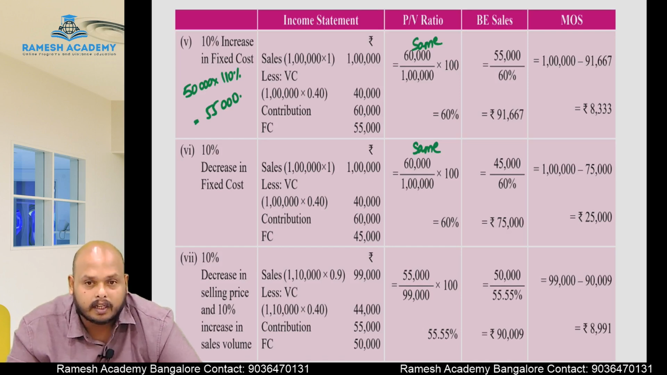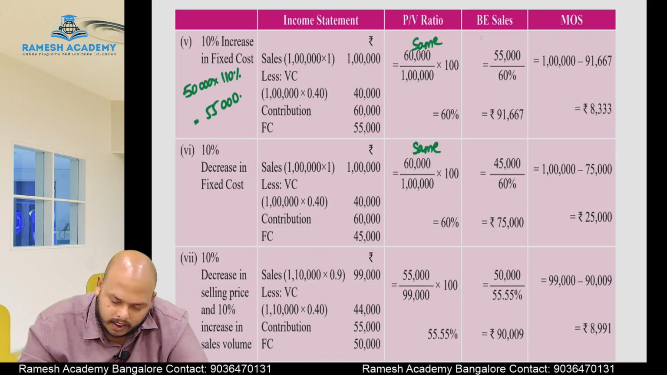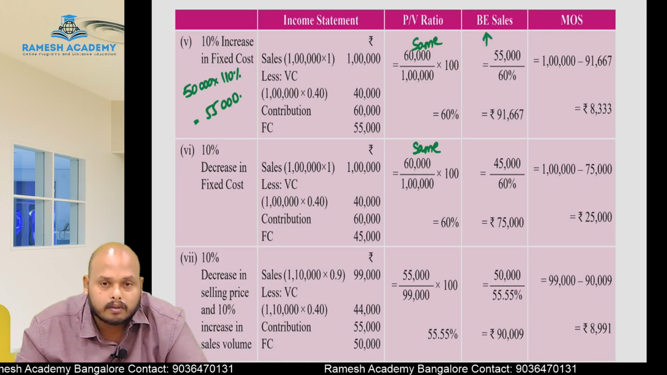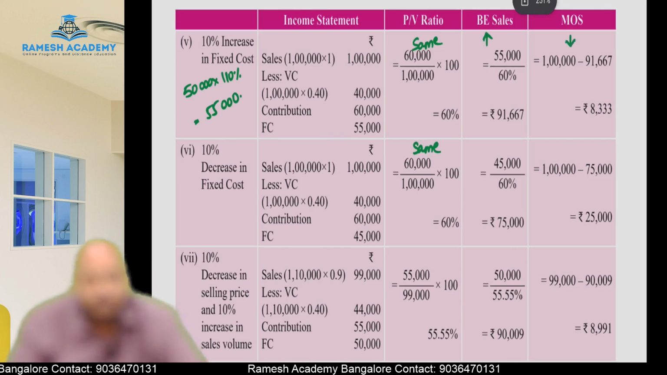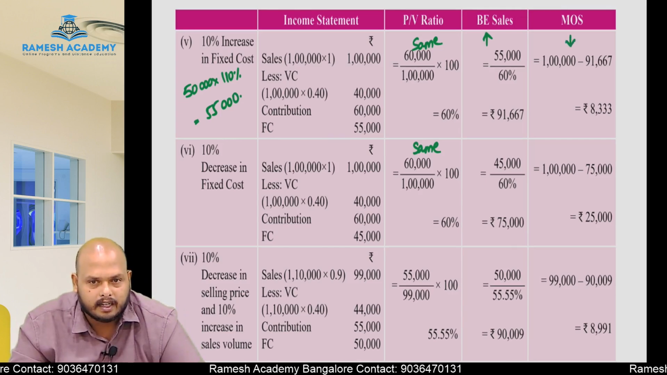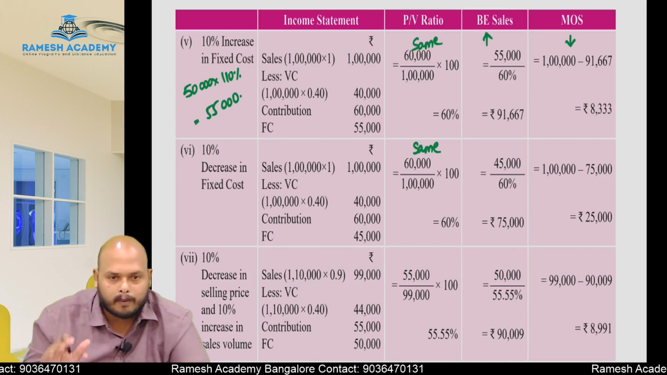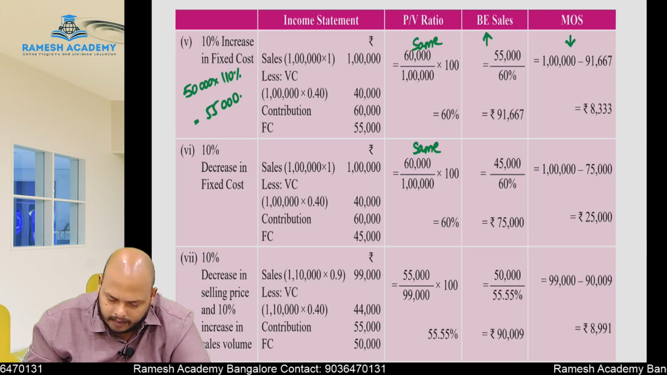55,000 by 60%, 91,000. Means when the fixed cost increases, break even point also increasing. When the break even point increases, margin of safety will decrease. Now, when break even is increasing, our profit margin will decrease. So margin of safety decreases.